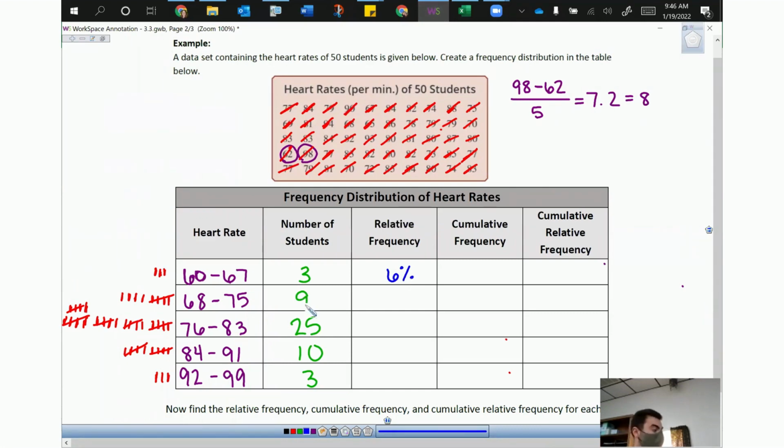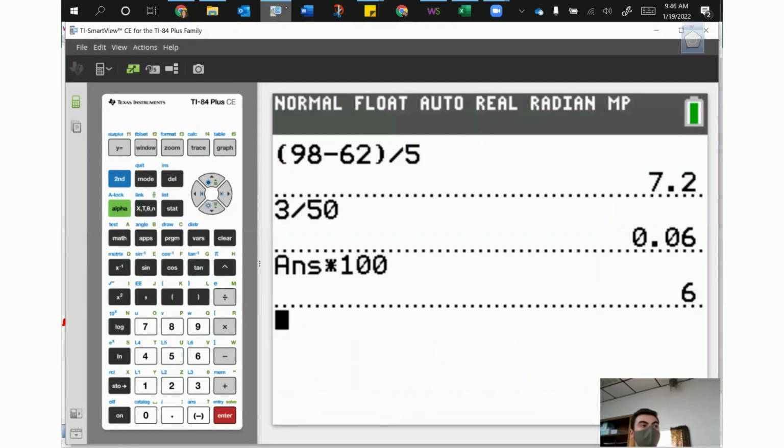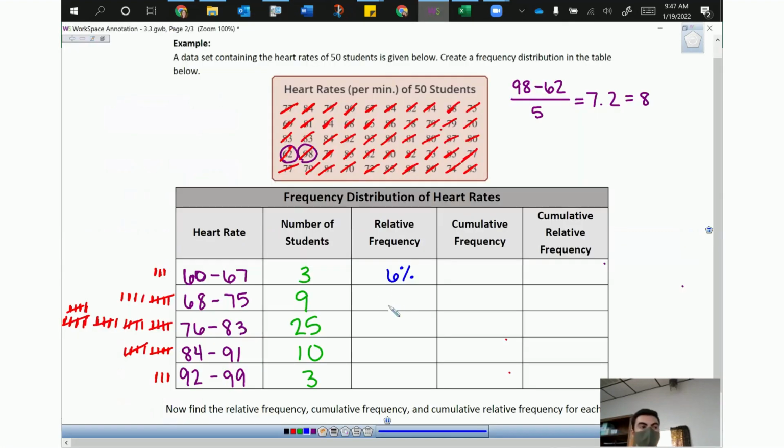Now we're going to do the same thing for the second class. So we're going to take 9 divided by 50, and if you need to, multiply it by 100, but that's going to give me 18%. 18% of my heart rates were in the second class.